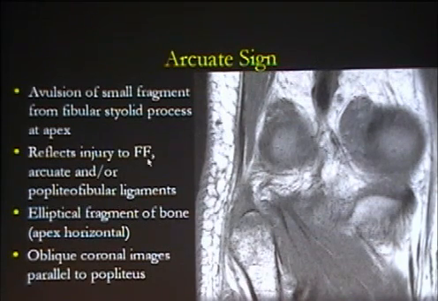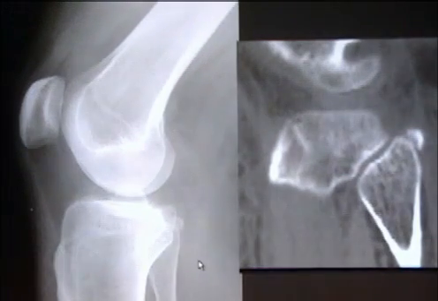This reflects injury to the fabellofibular, arcuate, and or popliteofibular ligaments, okay? Because you know from our review of anatomy, that's where those ligaments insert, on the styloid process, not way over here where the biceps and the fibular collateral insert. Produces an elliptical fragment of bone that we see here. And this is what it looks like. This is the arcuate sign, okay?